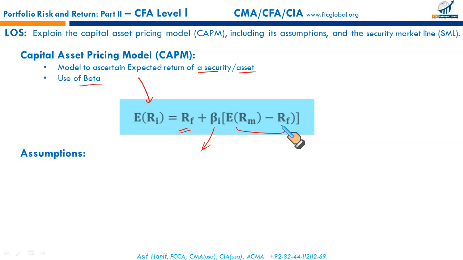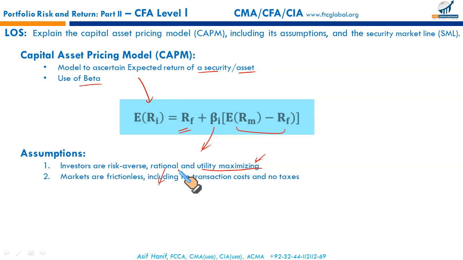There are certain assumptions to this model. First, investors are risk averse. They are rational and they are utility maximizing. We discussed this concept in the previous reading. What is utility maximizing? The investor wants high returns. Every investor wants higher returns. And then what does it mean by being rational? Rational means every investor analyzes available information correctly to arrive at rational decisions.